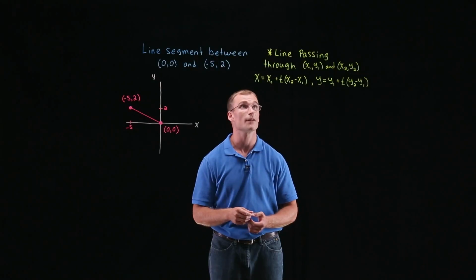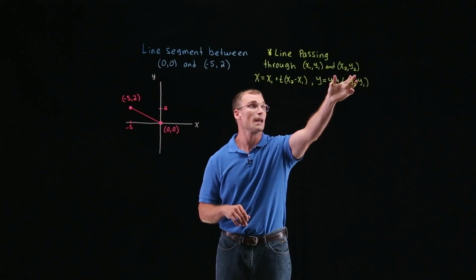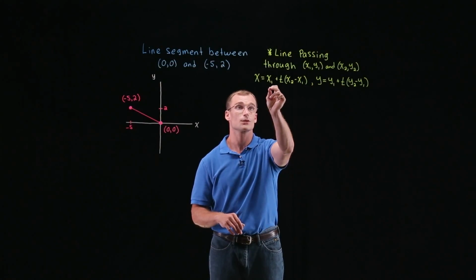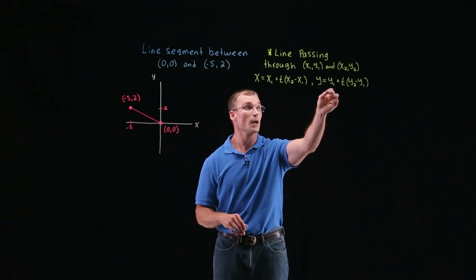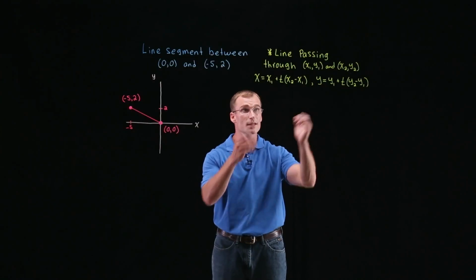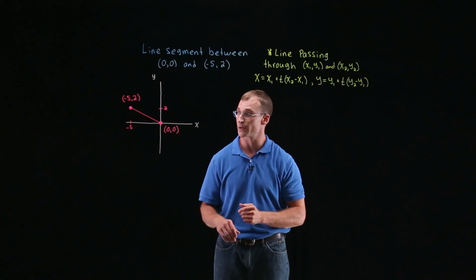And one of the results that we have is that for a line passing, say, through points (x1, y1) and (x2, y2), a set of parametric equations for that line is given as x equals x1 plus t times (x2 minus x1), and y equals y1 plus t times (y2 minus y1). So using these and employing the points that we have, we can find our set of parametric equations.